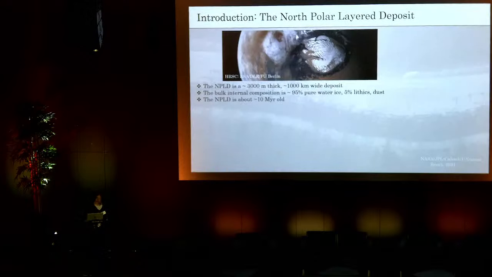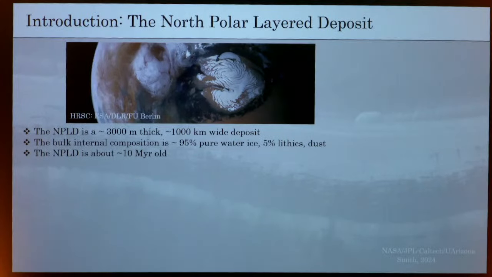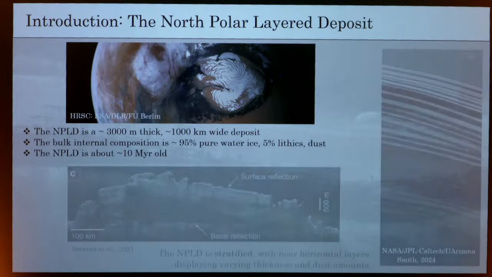So a little bit of introduction first. The North Polar Layered Deposit is an ice deposit. It consists of about 95% pure water ice, 5% lithics, mostly dust. It's about 3,000 meters thick, a 1,000 kilometers wide deposit. And it's now believed to be around 10 million years old after finding a major unconformity within the deposit itself.